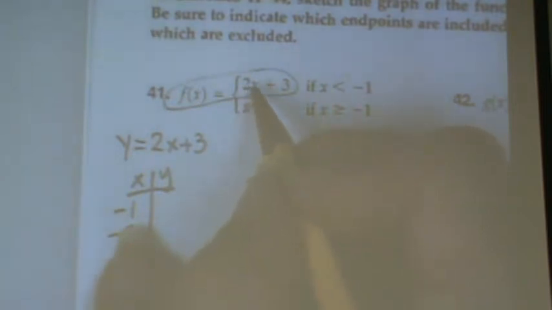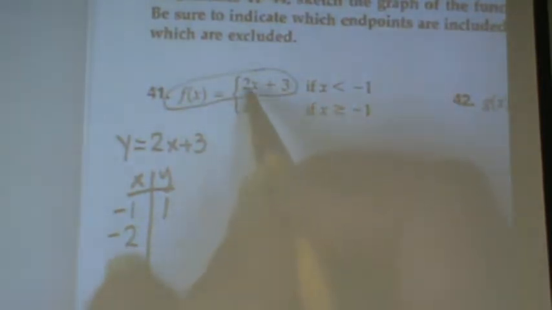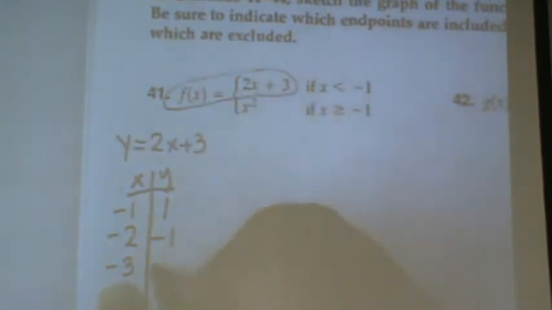So 2 times -1 is -2. -2 plus 3 is 1. 2 times -2 is -4. -4 plus 3 is -1. -3 times 2 is -6. -6 plus 3 is -3. And -4 times 2 is -8, plus 3 is -5.